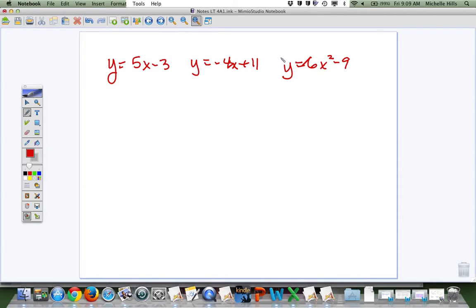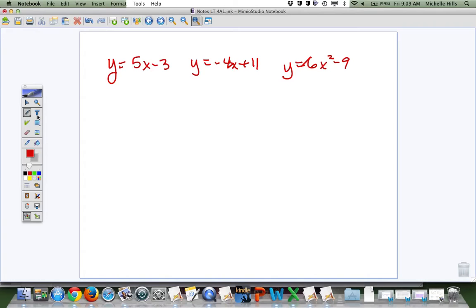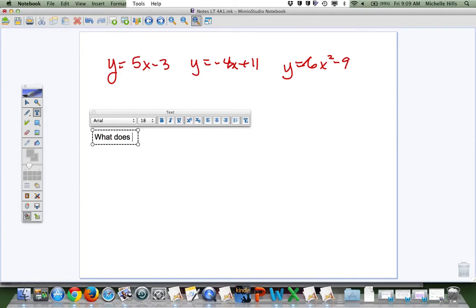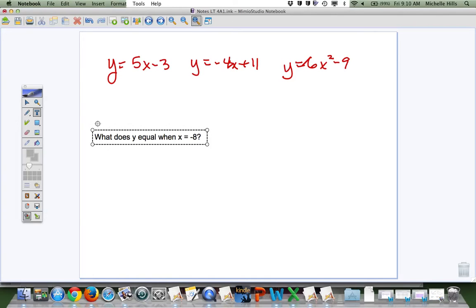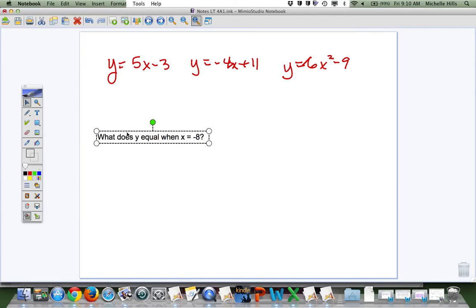And if I wanted to say, hey, what does y equal when x equals negative 8? And I ask that question, it would be very logical that you might say, well, which equation am I supposed to use? Because if I put negative 8 into this equation, I get a different y than this equation or this equation. So if you don't tell me which equation to do, I can't really answer that question.